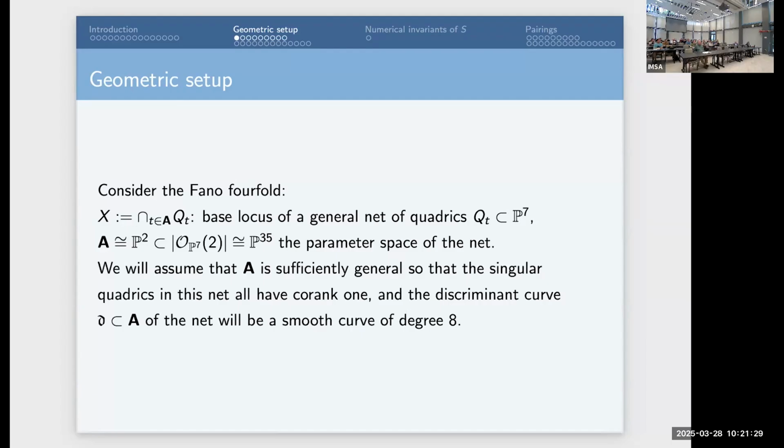We're assuming A is sufficiently general, so the singular quadrics in the net are of corank one, no more degeneration than this. The discriminant curve is going to be a smooth curve, given by the determinant of the net of quadrics in P7, so it's a determinantal octic.